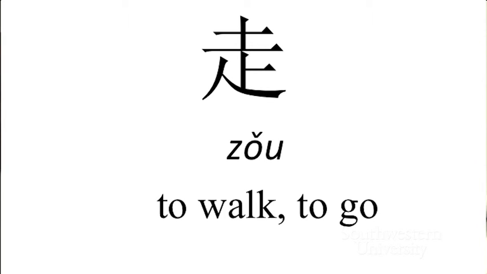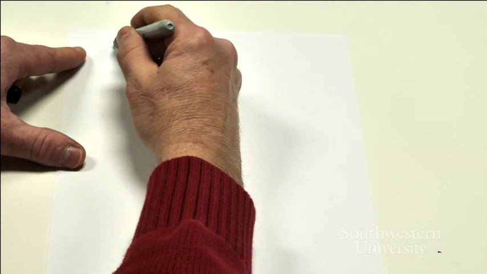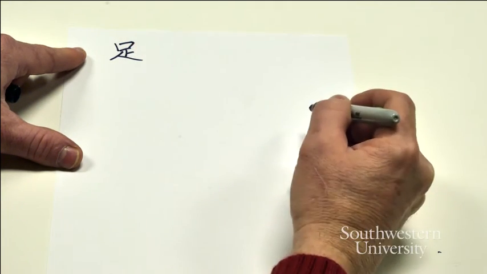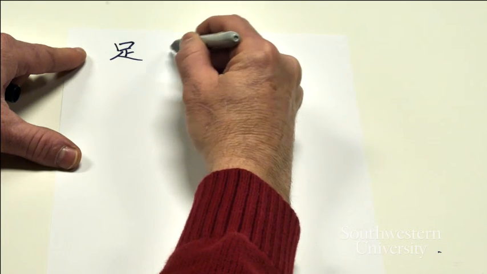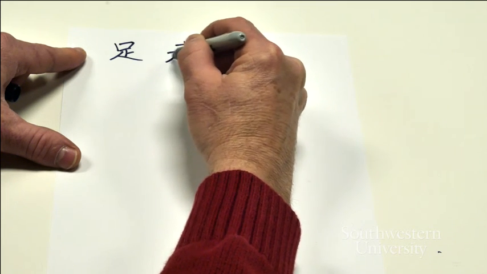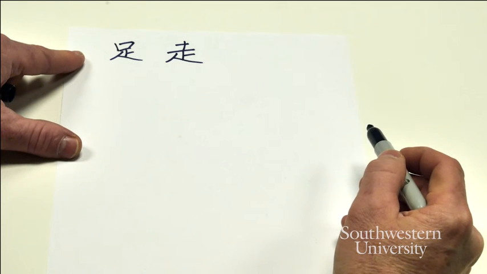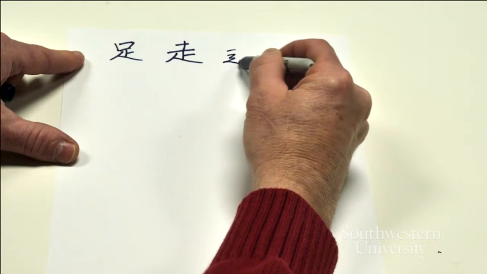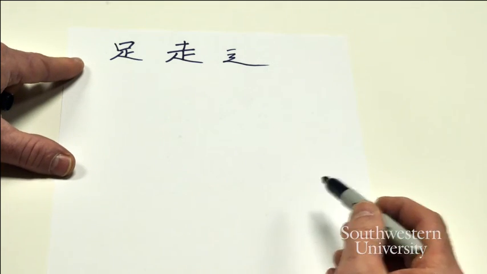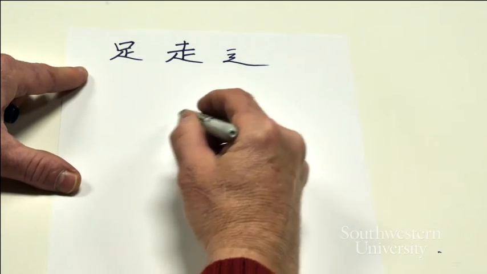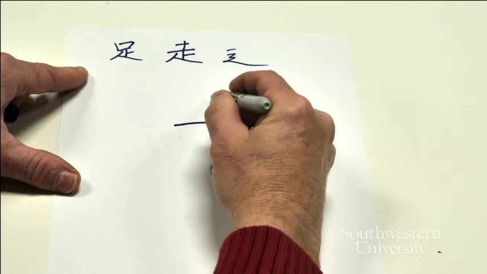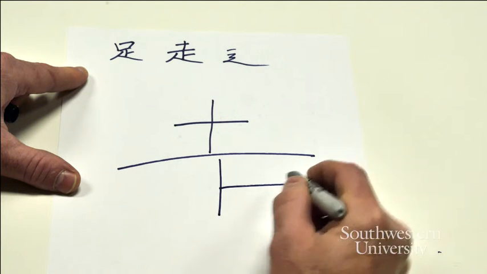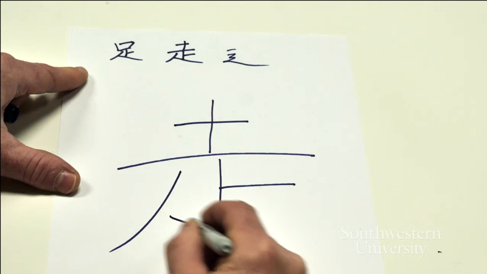Zo, I've been writing this quite a number of times. This is the character for foot, zu. So if you modify that slightly, it refers to walking, to go. And we see an adaptation of it in the radical for movement.